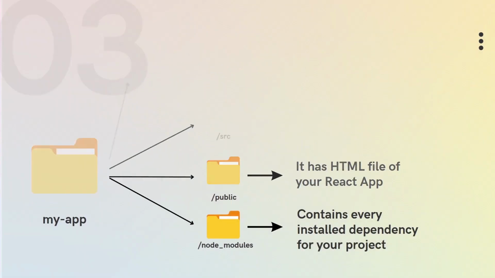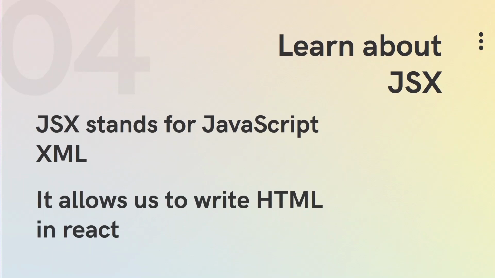Now we're going to learn about JSX. Okay, so what is JSX? It's simply JavaScript XML, and it allows us to write HTML in React. So let's take an example here, the code of React.